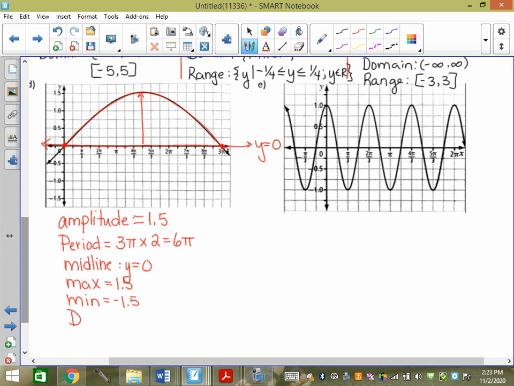My domain in set is x ∈ ℝ. And my range in set is y such that negative 1.5 is less than or equal to y is less than or equal to 1.5, y ∈ ℝ.